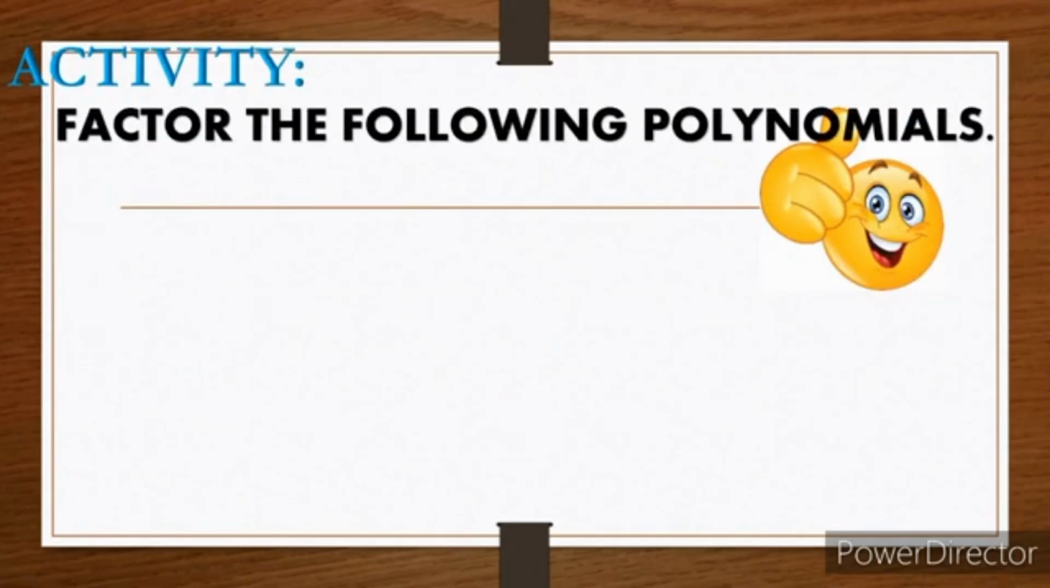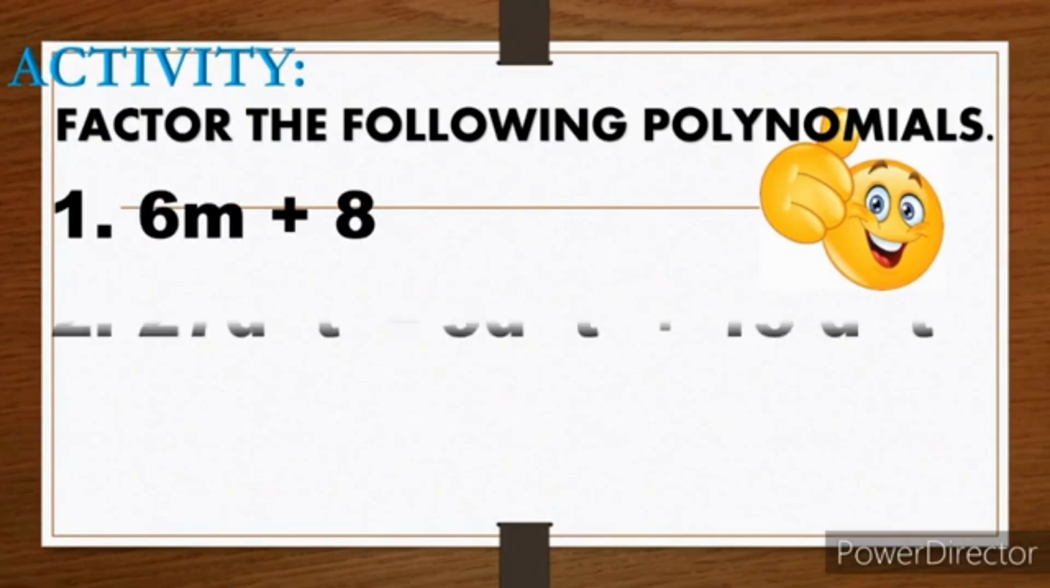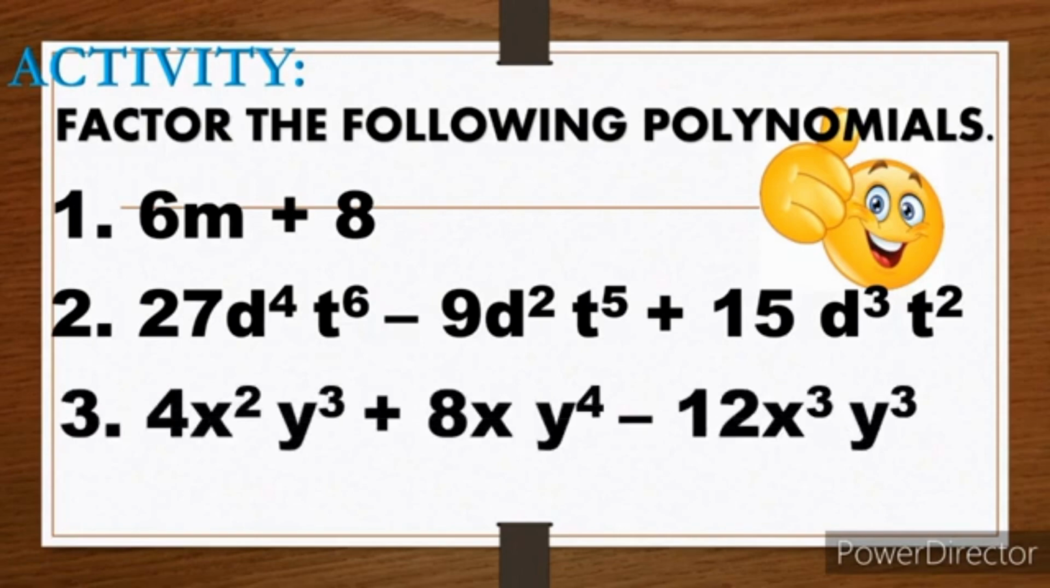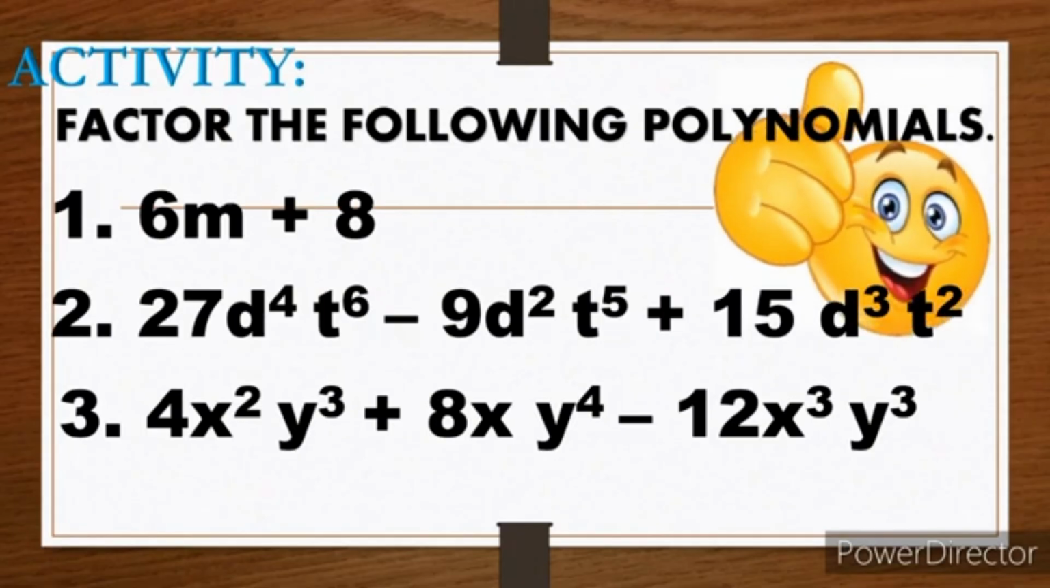Okay, I think you're ready. This is for your activity. Factor the following polynomials. We have number 1, 6m plus 8. Number 2, 27d raised to 4, t raised to 6 minus 9d squared t raised to 5 plus 15d raised to 3, t squared. And number 3, 4x squared y raised to 3 plus 8x y raised to 4 minus 12x cubed y raised to 3. Okay, good luck.